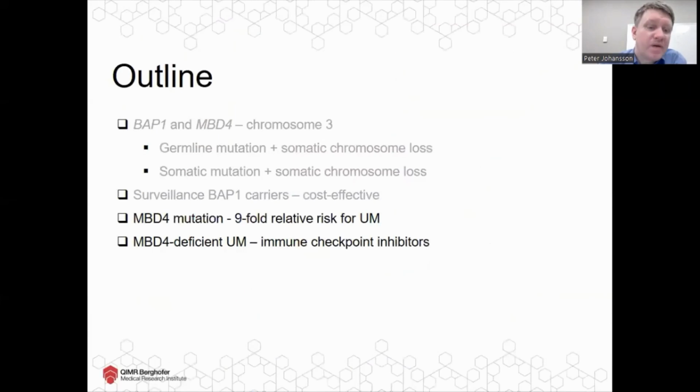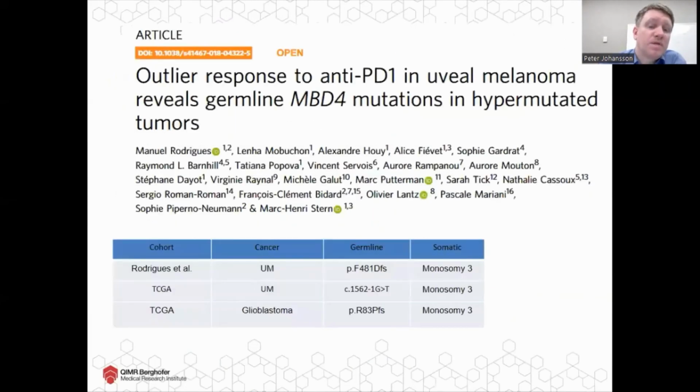So now I want to change gears a bit and talk about MBD4. Germline mutations in MBD4 were first reported back in 2018 by this French group. They had a patient that had received immunotherapy and responded much better than the typical patient.